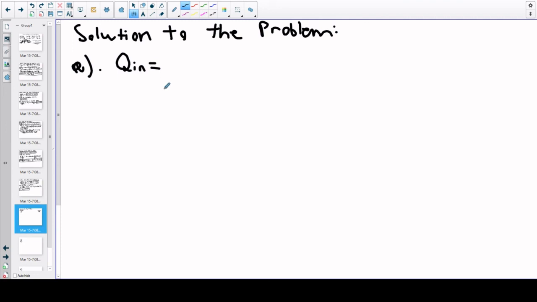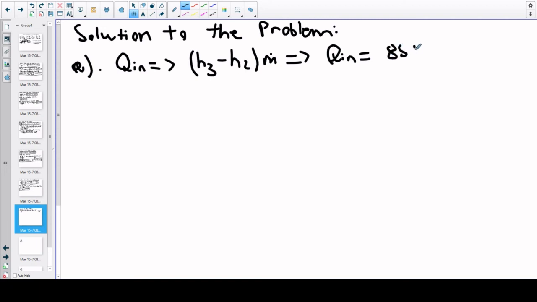And so, we are now solving for the heat into the cycle, which is H3 minus H2 times mass flow rate. We have a mass flow rate given in the problem as 85 pounds a second. But the question wants this, of course, to make it difficult, in BTUs per hour, I think. And so we have to change it to BTUs per hour.